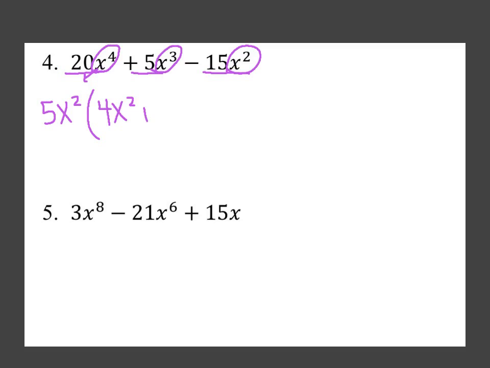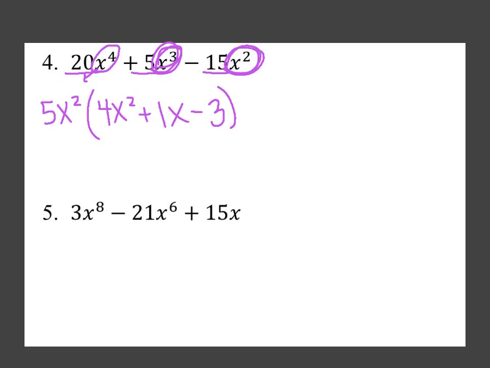5 divided by 5 is 1. I had 3 x's, but I took 2 away, so there's only 1 x left. Now with my last term, negative 15 divided by 5 is going to be negative 3. I had 2 x's, but I took 2 away, so I don't have any x's left.